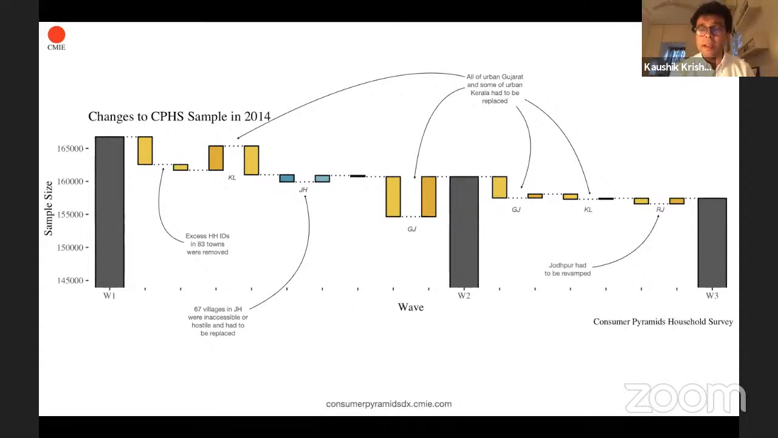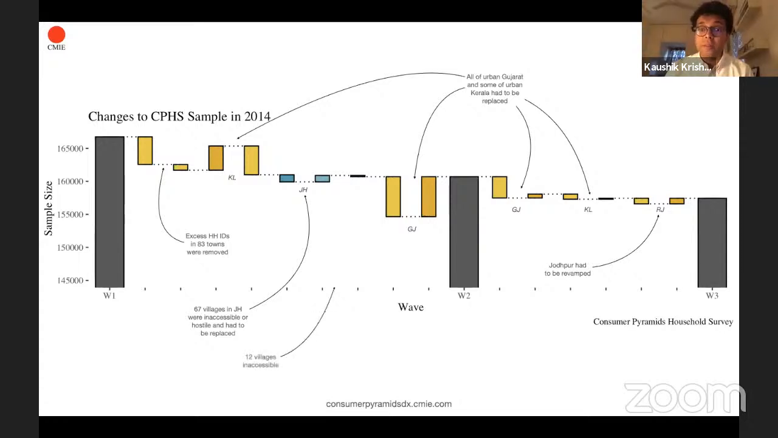Finally, sometimes individual towns prove to be very difficult. So between wave 2 and wave 3, Jodhpur was proving to be very challenging on the ground, and so the Jodhpur sample had to be revamped. This is an example of the kinds of changes that we did from wave to wave, between wave 1 and wave 2 and wave 2 and wave 3, which comprises the first year of the survey, which is 2014.